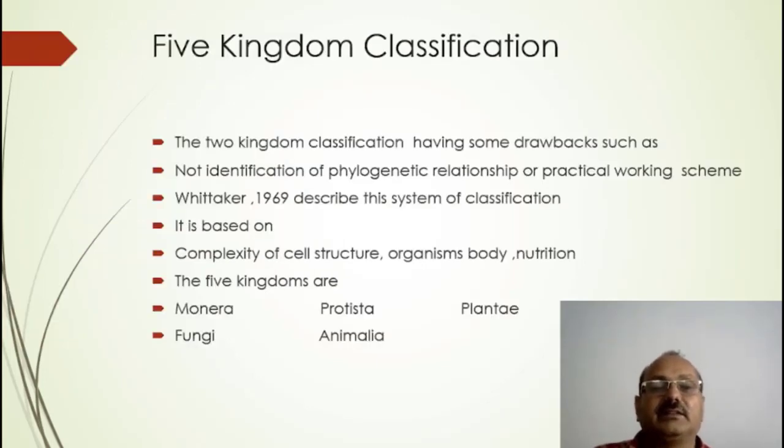Today's topic of discussion is Five Kingdom Classification. Up to today there was two kingdom classification, but this classification had some drawbacks, and hence later on scientists studied in detail and found the five kingdom classification. The scientist Whittaker in 1969 described this system of classification. It is based on complexity of cell structure, organism's body, and nutrition. The five kingdoms are Monera, Protista, Plantae, Fungi, and Animalia.